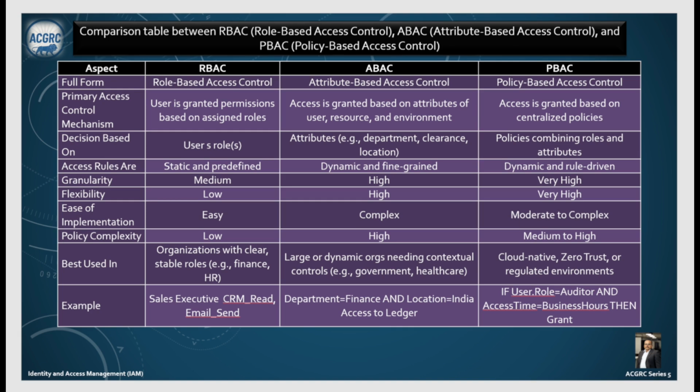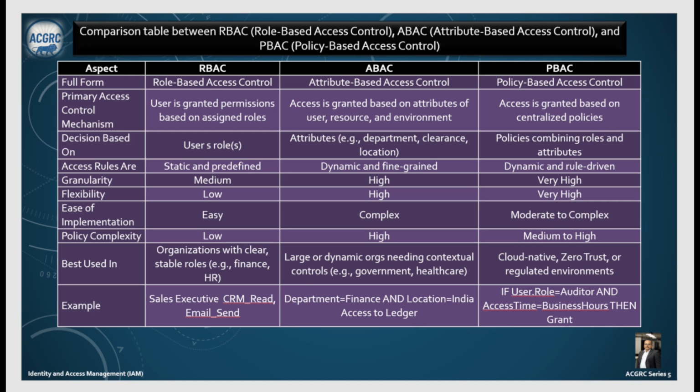The primary access control mechanism in RBAC is that a user is granted permission based on assigned role. In ABAC, it is based on attributes of the user, resources, and environment. Whereas in PBAC, it's granted on centralized policies, more refined. As we move from R to A to P, we become finer and finer, with more granular control.